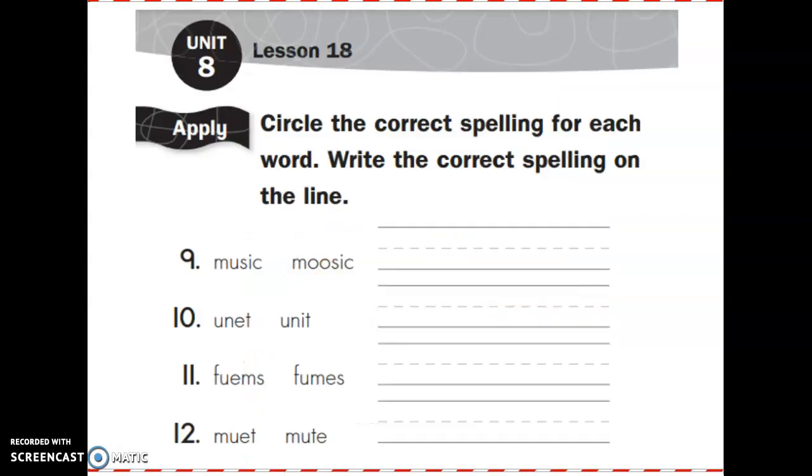On the back side, you have to circle the correct spelling for each word. You're going to write the correct spelling on the line. You can turn your paper over to look at the word list to check yourself to make sure you're circling the correct spelling. Please be sure that you write the words correctly and neatly. Your first one is the word music. Number 10 is the word unit. Number 11, the word fumes. And number 12, the word mute.